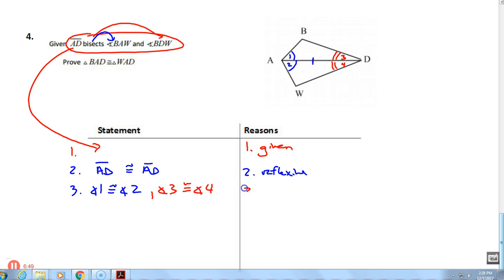How do I know that? Because I know what the definition of an angle bisector is. You probably could have just put bisector, but I'll do definition of angle bisector just to keep it proper. And I think I do have enough now to say triangle congruent to triangle because of angle, side, angle. Alright, so that was short and sweet.